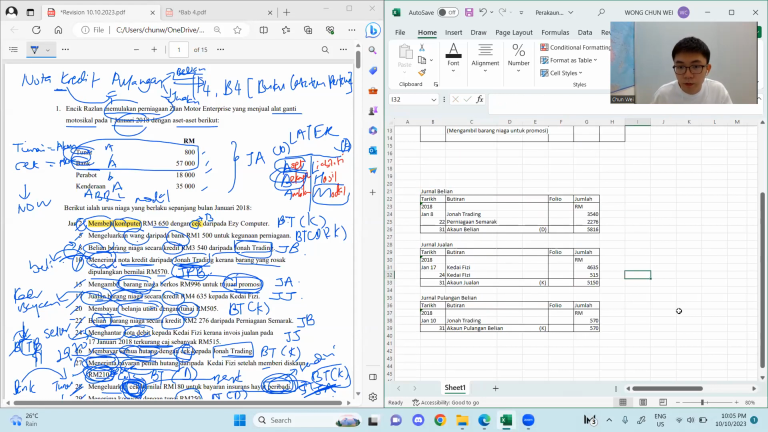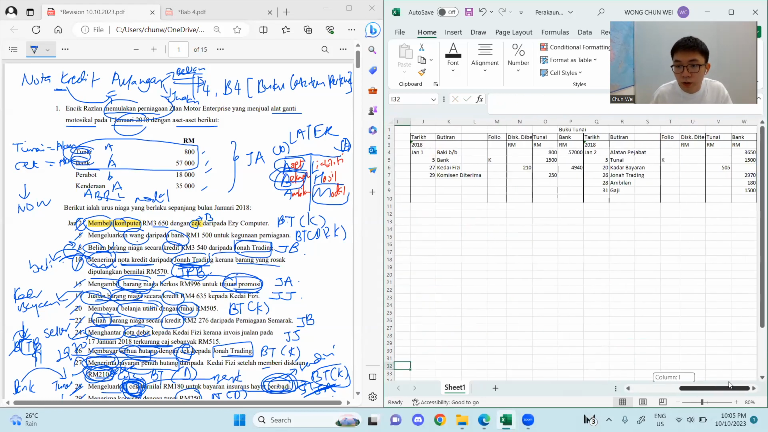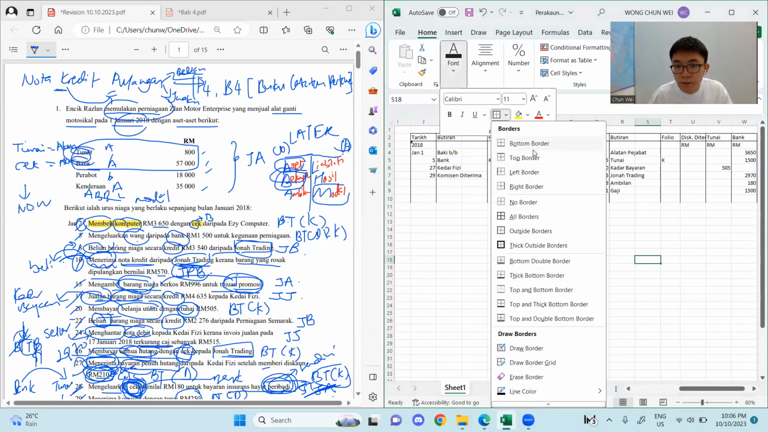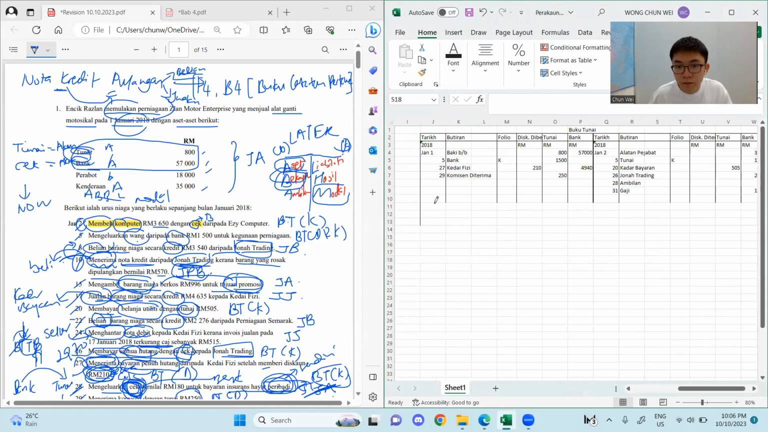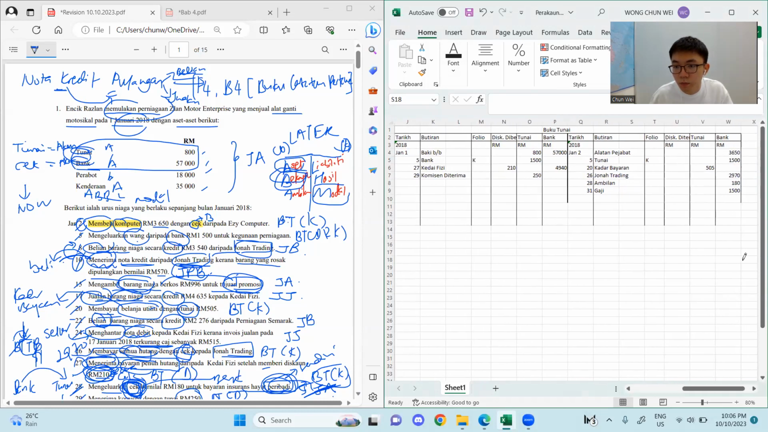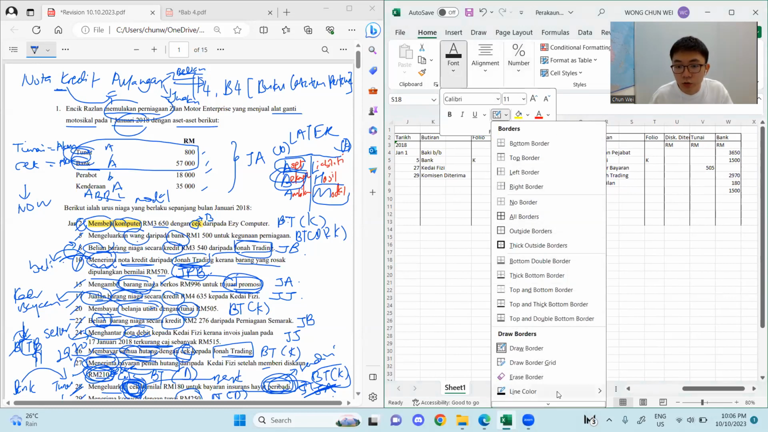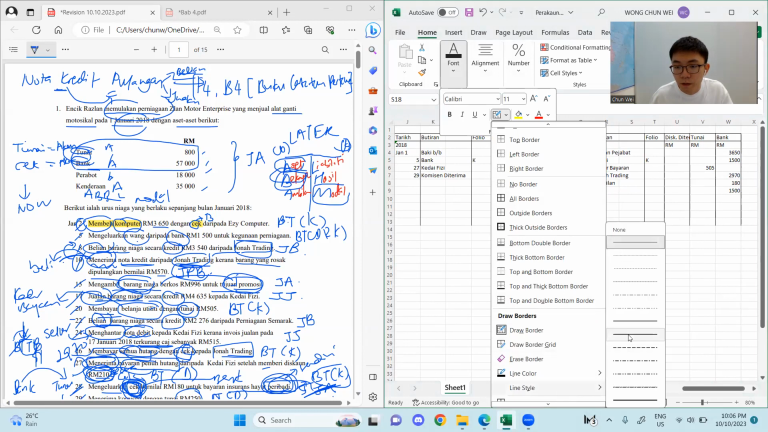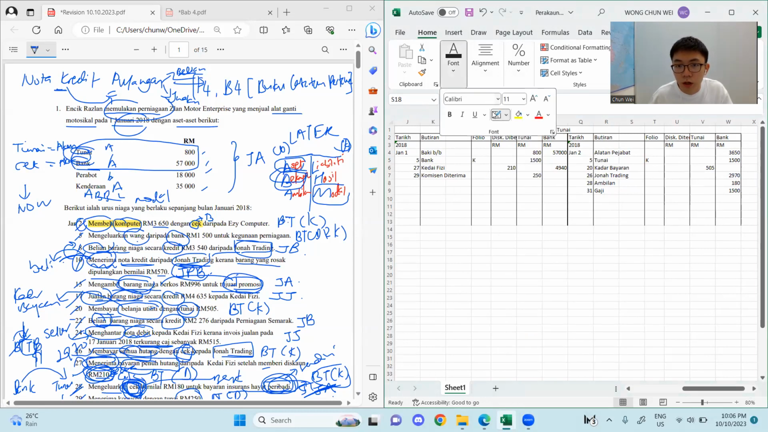Okay, last one before that you go. So it is Buku Tunai. So you have to close it. All right. Three lines. So you add up the debit and credit side and see which side is larger. Okay, let me show it to you. This is what we usually do for ledger. It's actually no difference from ledger. Okay, but still, let me show how you should do it.